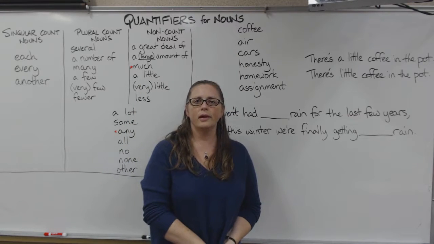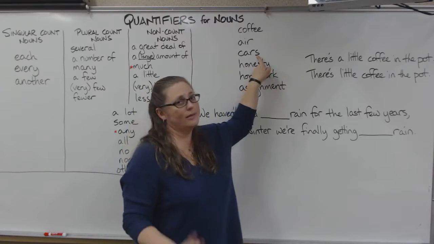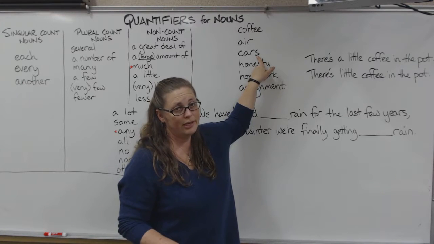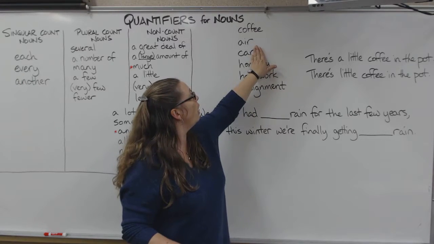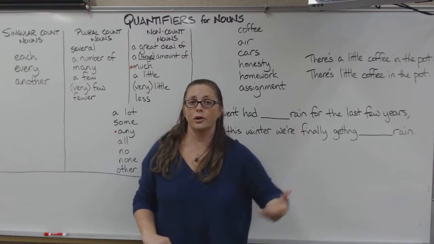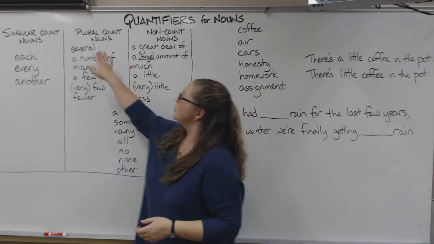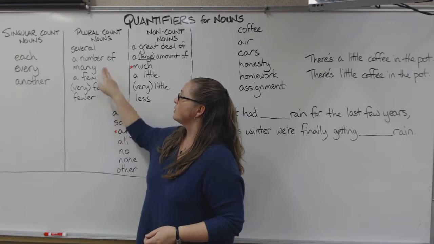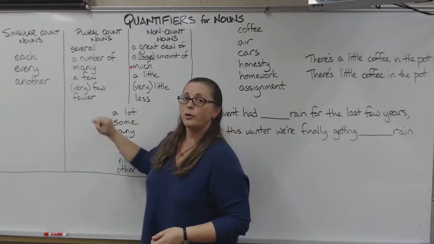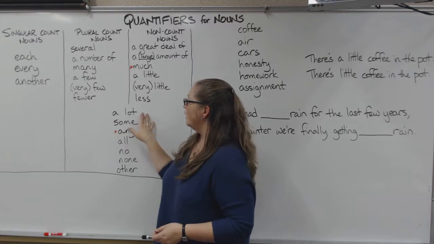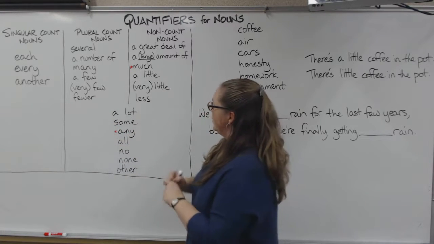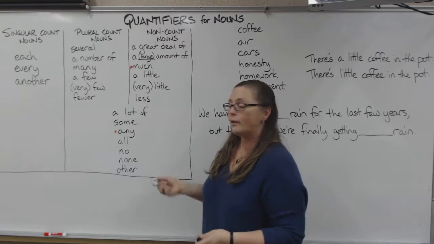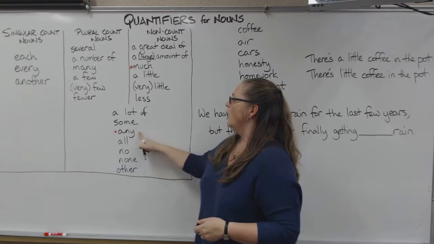Cars. If you see an S, that should tell you immediately it is a plural count noun. 1 car, 2 cars, 3 cars, 4 cars. So with cars, we can use all of these. Several cars, a number of cars, many cars, a few cars, few cars, fewer cars, a lot. When you're using it with a noun, you would want to have of, a lot of cars, some cars.